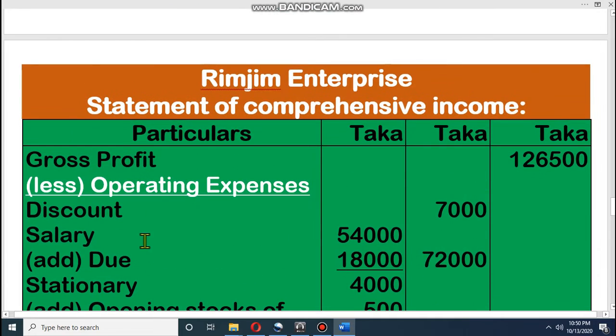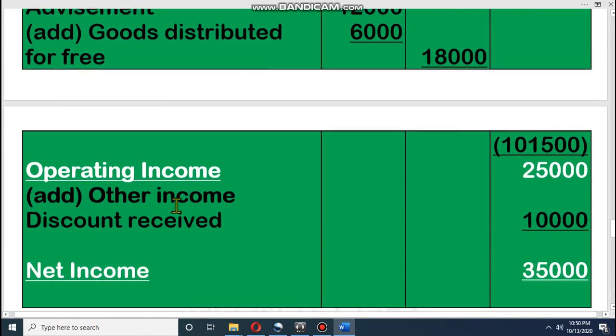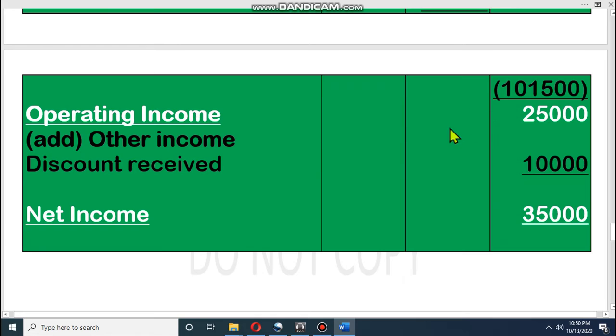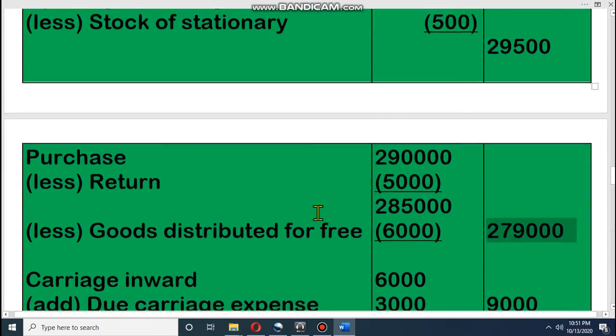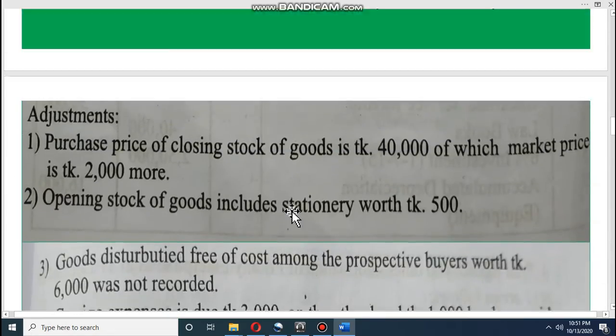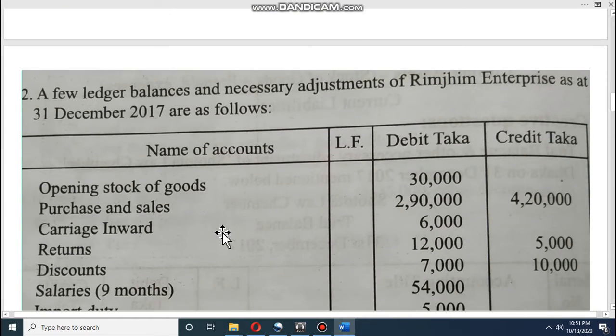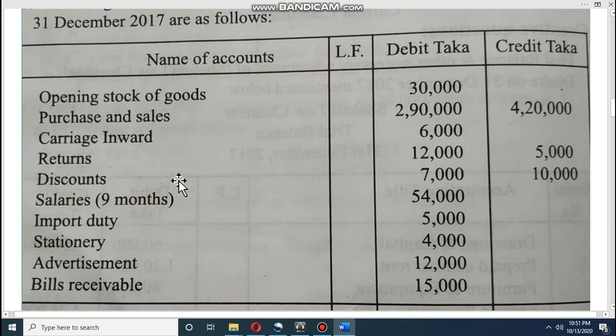That means the formula is that from gross profit we have to subtract operating expense, then it is called operating income or operating profit. Then with that we have to add other income. If there is any other expense we have to subtract, then you will get the net income. That means it is an income statement. Dear student, let's see what are the items we have in this math. So at first gross profit is given. Now we'll find out the amount of operating expenses.